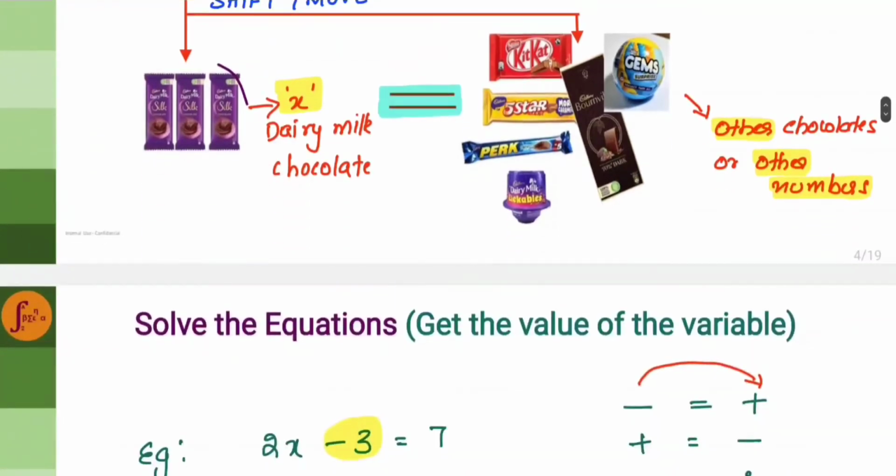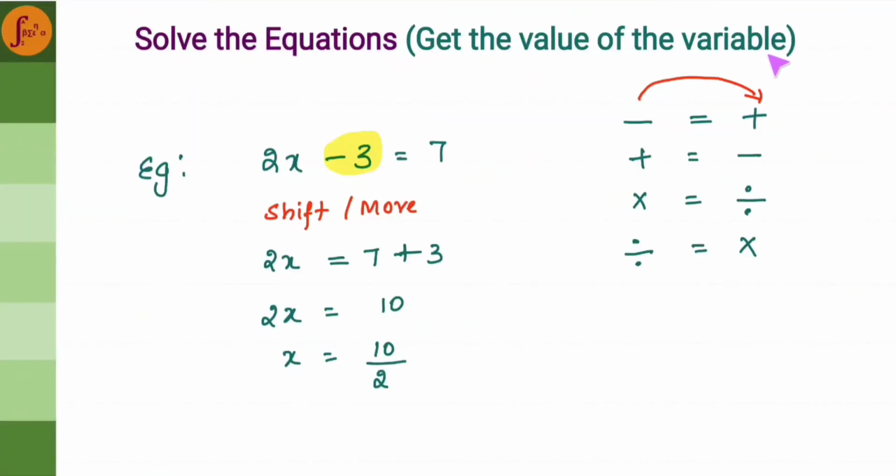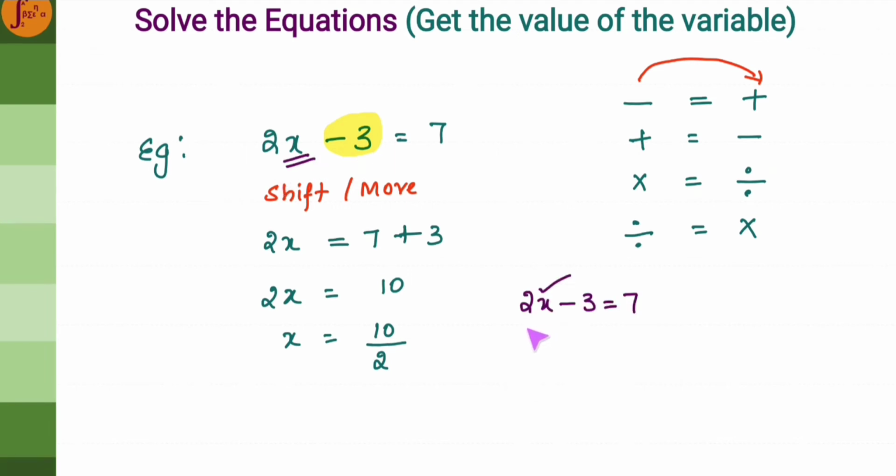Let's take an example. Solve the equations, get the value of the variable. Whenever you see a question that tells you to solve the equation, it means you have to find the value of the variable. Say for example, we have 2x minus 3 is equal to 7. Same example. We'll have to find the value of x. So like in the chocolate case, we bring this to one side and all the unwanted things we put on the other side. So we'll say 2x here, we'll put equal to, and we are going to push whatever is there with this to the other side. So we have 7 on the other side.